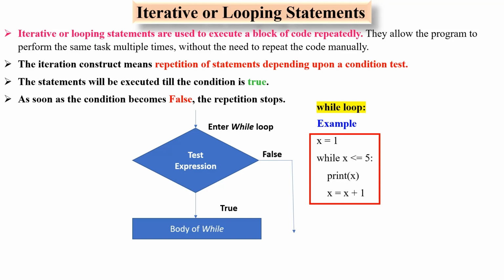For example, a while loop executes a block of code repeatedly while a condition is true. x = 1, while x <= 5: print x, x = x + 1. In this example, the code inside the loop is executed 5 times because the condition x <= 5 is true. The value of x is incremented by 1 on each iteration of the loop, ensuring that the condition eventually becomes false.